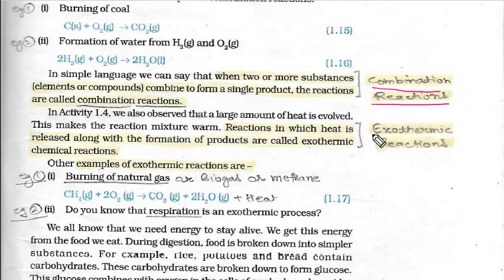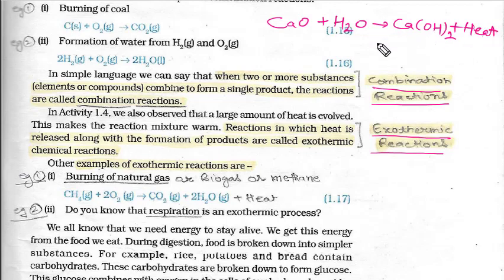Now our next topic is exothermic reactions. So we must know what are exothermic reactions. Reactions in which heat is released along with the formation of products are called exothermic reactions. Like when we mix calcium oxide with water, it forms calcium hydroxide and heat is released in this reaction. So this reaction is a type of exothermic reaction.